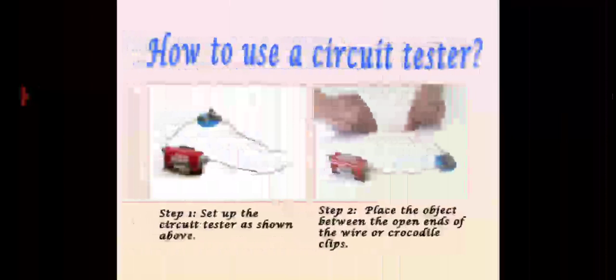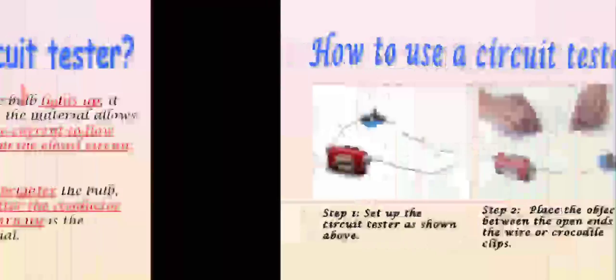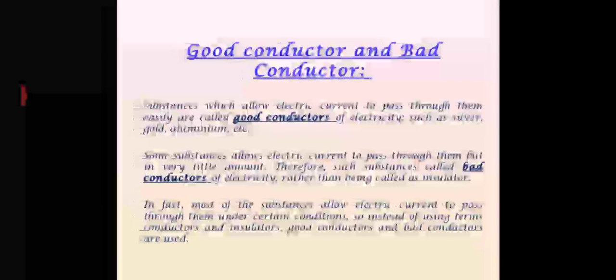As an image is there in front of you, you can see how we can use a circuit tester. Now how to use: if you are connecting the circuit and if the bulb lights up, it means that the material allows the electric current to pass. The brighter the bulb, the better the conductor of electricity is the material. Good conductor and bad conductor. Of course, the substances which allow electric current to pass through them easily are called good conductors, and the substances which allow the electricity to pass through them but very little amount, these are called bad conductors.